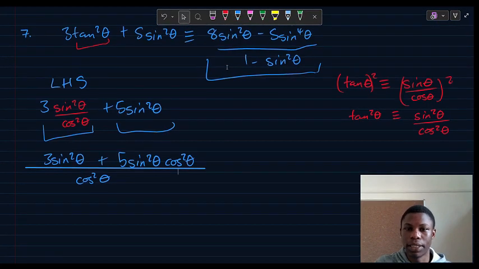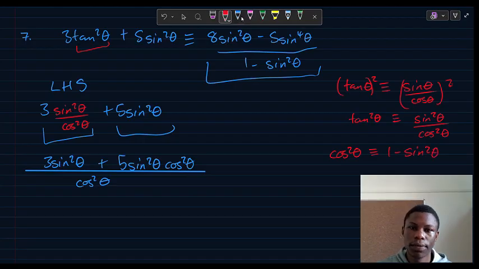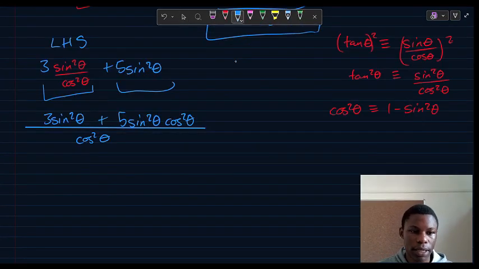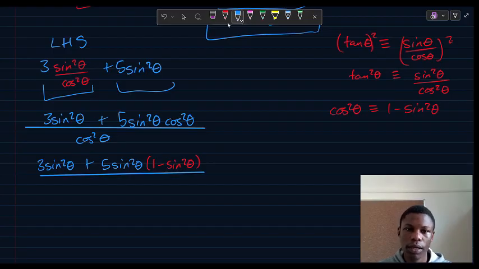And now finally, because I can tell that everything on the right hand side is in terms of sine, I'm going to rewrite cos squared theta in terms of sine using the identity cos squared theta is identical to 1 minus sine squared theta. And so this becomes 3 sine squared theta plus 5 sine squared theta, and we're rewriting cos squared theta as 1 minus sine squared theta. And this is all over 1 minus sine squared theta.